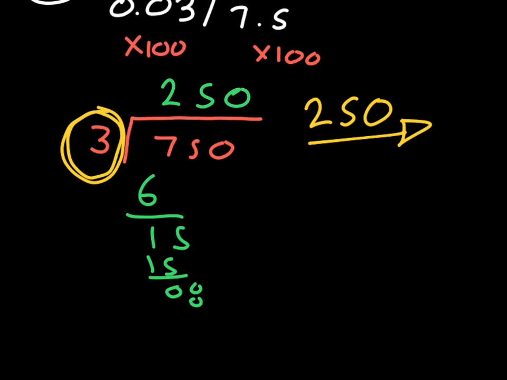Now the trick to dividing decimals by each other is to always make sure that the number we are dividing by, called the divisor, must always be a whole number. There should never be decimals in the divisor.